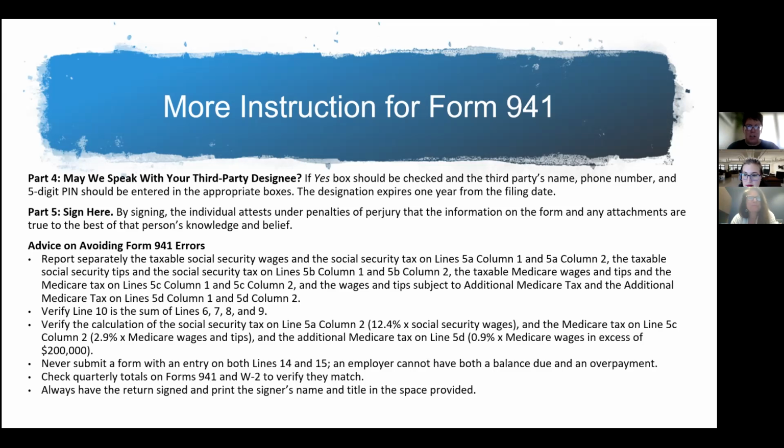At the end of the year, you're going to want to take all your 941s, add up the total wages from all of them, and verify that they match the total of your W-2s. If they do, you know your W-2s are correct. And then always make sure that there is a signature and the name printed for your signer's name where it should be.